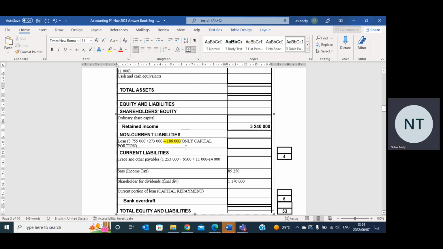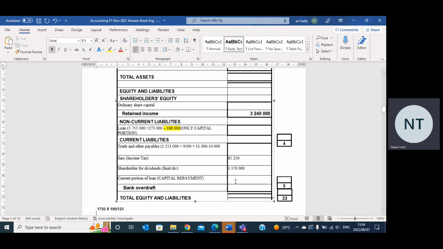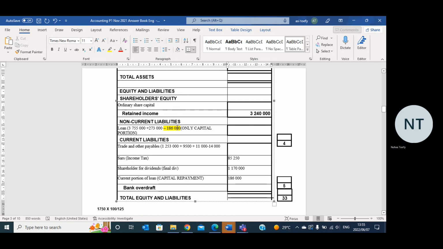Now, here's the thing. Even if you got that wrong, please go put it in here. Make up a number if you can't get to the answer. It's only the capital repayment that goes here, and that is 186. So if you have the same number here, current portion, it's going to be all right. Okay. Right. So now all that's left to do is work with our ratios.